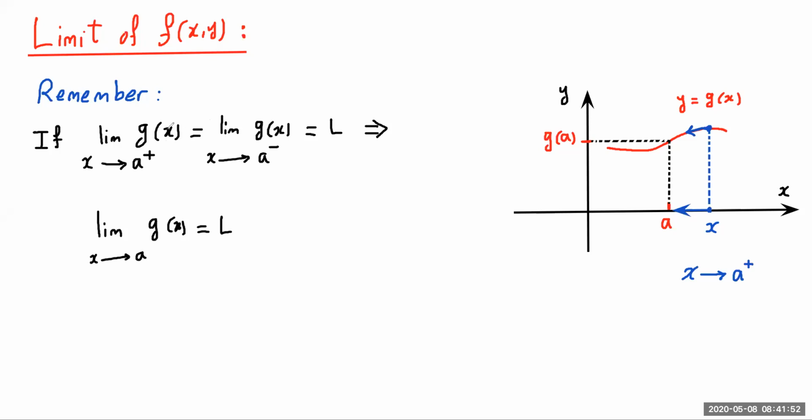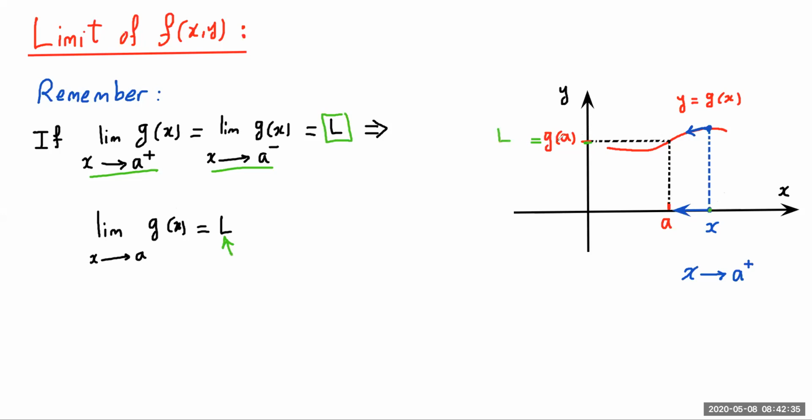Remember that the limit of the function g(x) at a exists if the limit from the right equals the limit from the left equals a real number, L. In this case, this real number L will be the limit of my function g(x) when x approaches a. Here in the sketching, the point x approaches a from the right. So when x approaches a from the right, the number here, this is L.